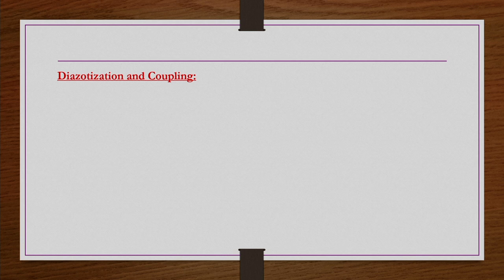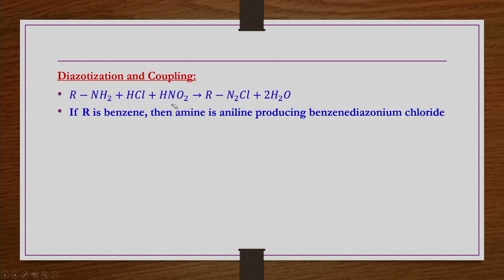Then diazotization and coupling reactions. Let us say you have an amine reacting with HCl and HNO2, then you can get RN2Cl and then water molecule, right? So this amine is nothing but, let us say, aniline. We can call it aniline if this R is benzene, right? If it is C6H5NH2, then that is called aniline.